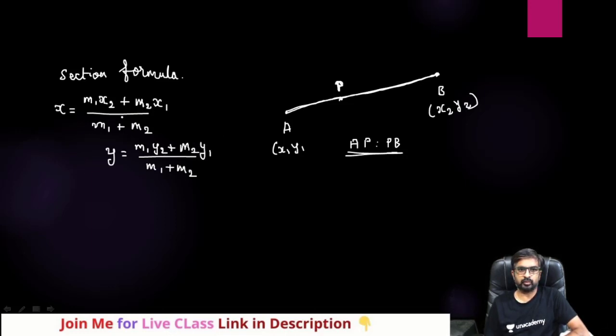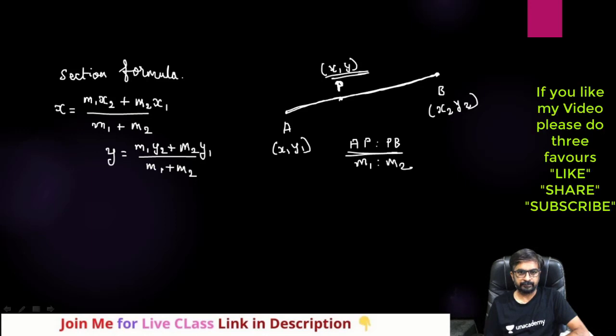So what are these x1, y1, m1? Let me tell you guys. These coordinates are x1, y1, x2, y2 and this ratio is called m1 and m2, and the coordinate of this P is called x and y. So what you are finding, x and y, that is the coordinate of P. This m1, m2 is the ratio of P and x1, y1, x2, y2 are the coordinates of A and B. So this is our section formula by which, whenever the ratio is given, you can find out the coordinate, and when the coordinate is given, you can find out the ratio.